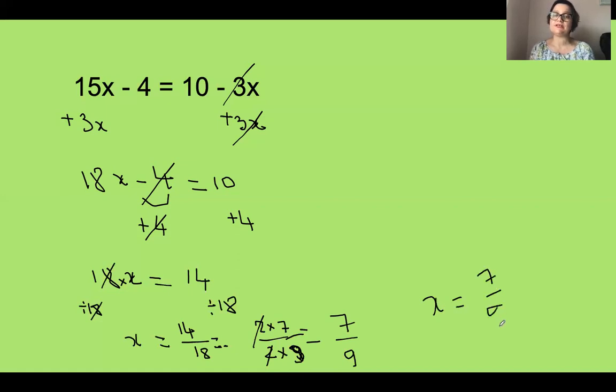Now, if the question asks you to write the answer as a decimal number, let's say round it to a certain decimal point or a certain number of significant figures, just pay attention to what the question asks you to do. So just like that, remember all the letters on the left-hand side and the numbers on the right-hand side, and think, what do I get rid of and how do I get rid of it? So apply the opposite operation on both sides and enjoy.